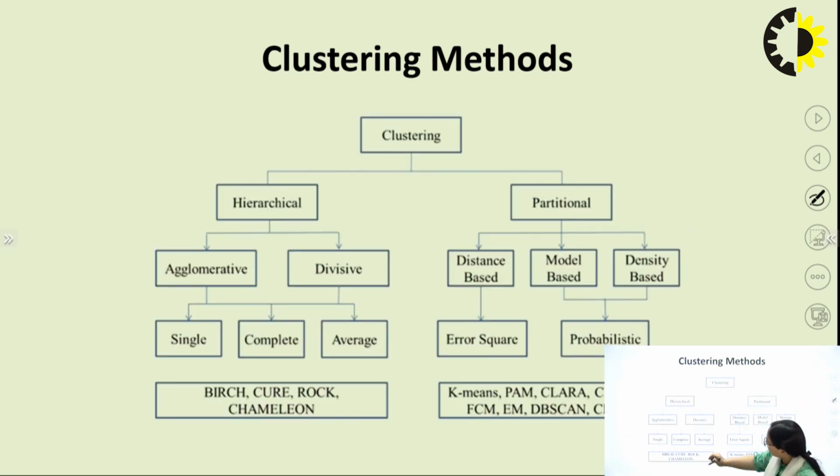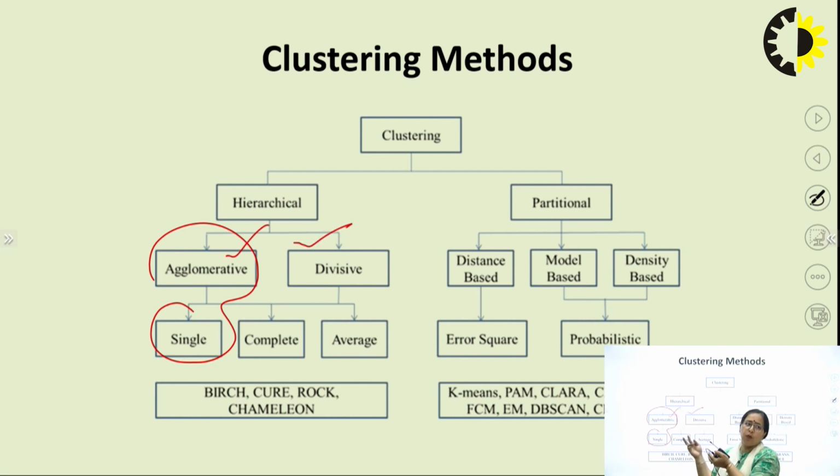So, let me again, I will be handling agglomerative. Clustering can be partition based, hierarchy based, density based, that we have talked about. Again, in hierarchical, if you dive in, then it can be agglomerative or divisive, that is top to bottom, bottom to up approach. Again, in agglomerative, we can divide it into single, complete, or average clustering. Commercial examples of these algorithms are BIRCH, CURE, ROCK, Chameleon. Partitioning based is distance based, model based, density based. Again, commercial examples are K-means, SPAM, Clara, CLARANS, FCM, DBSCAN, CLIQUE, that we have talked about.